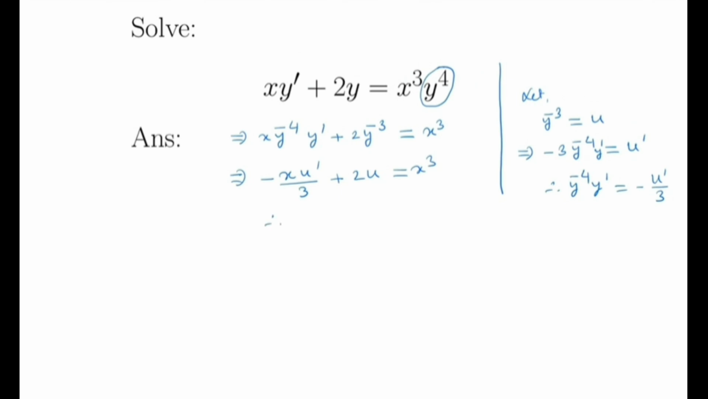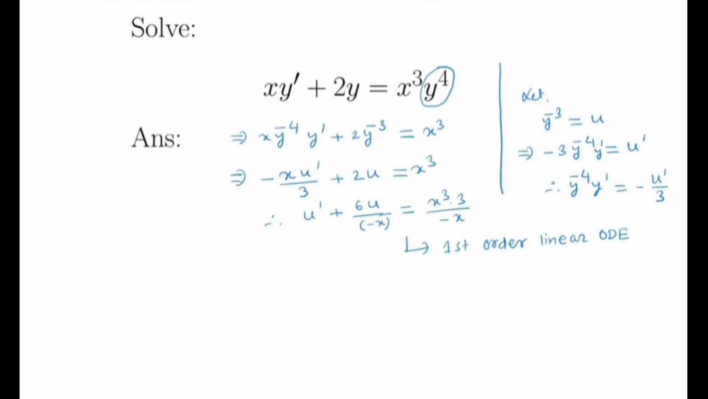So by simplifying, we have u prime plus 6u by minus x is equal to x cubed into 3 by minus x. So note that here we get a first order linear ODE. I have already made a video on how to solve first order linear differential equation. I will give the link in the description box. You can check from there.